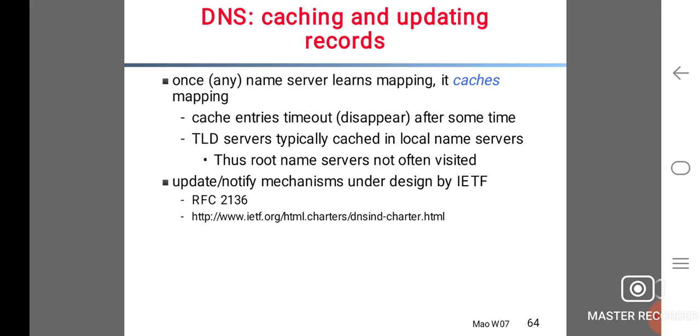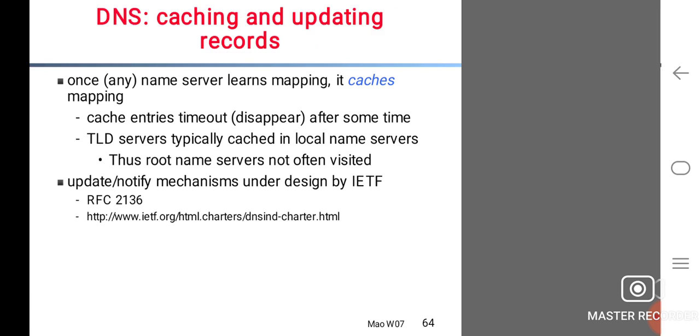DNS caching and updating records. Once any name server learns a mapping, it caches the mapping, and cache entries time out and disappear after some time. TLD servers are typically cached in local name servers, so root name servers are not often visited. Update and notify mechanisms are under design by the IETF, RFC 2136.